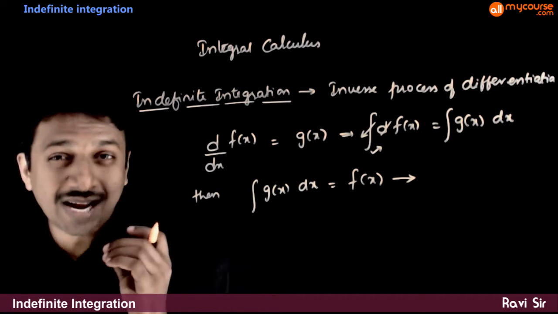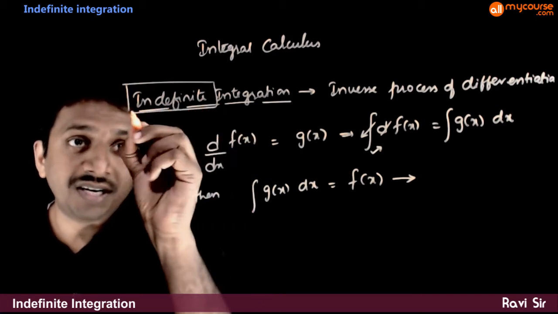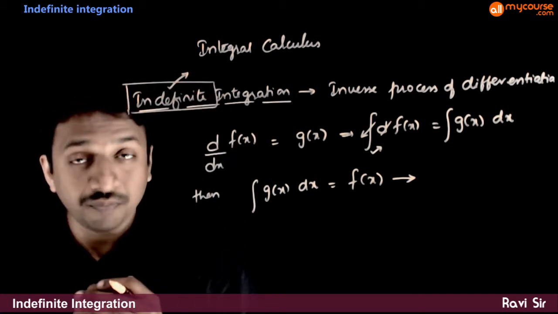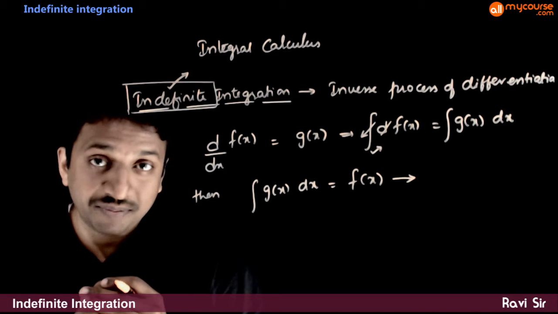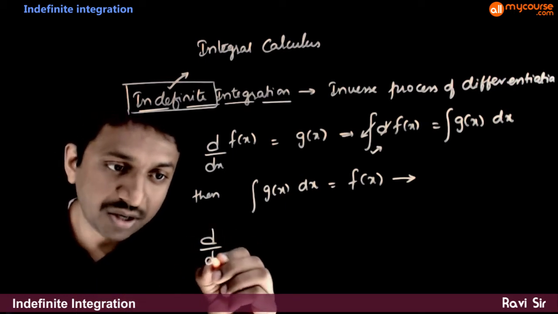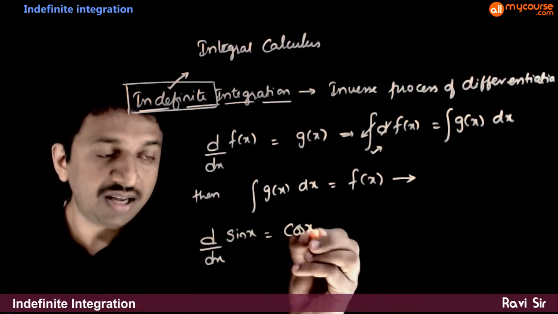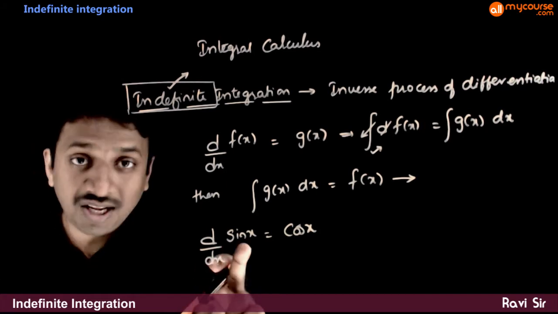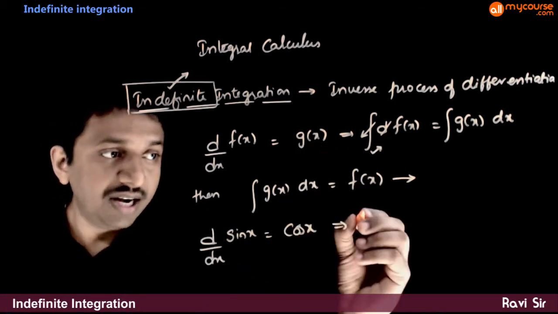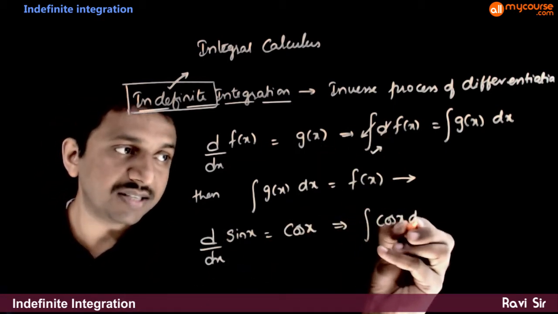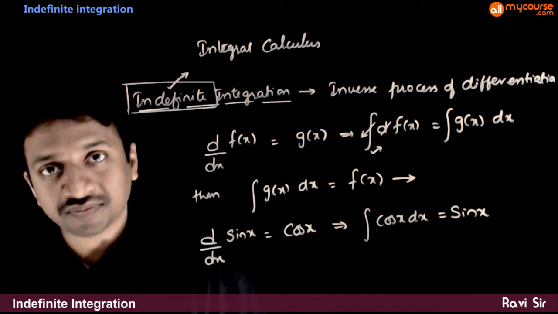Now, there is a slight problem in this process. Why is this called indefinite integration? This word indefinite is very important. Let us take an example. d by dx of sin x, we know, is equal to cos x. So from the definition that we have written, it implies that integration of cos x dx is equal to sin x.